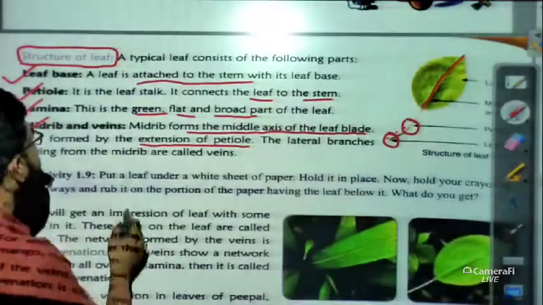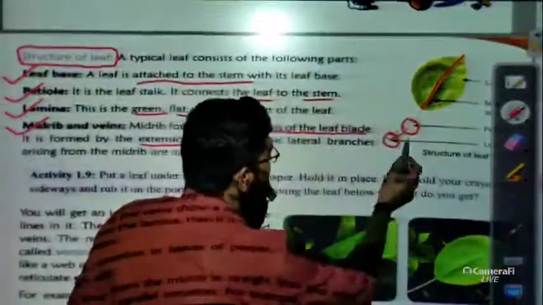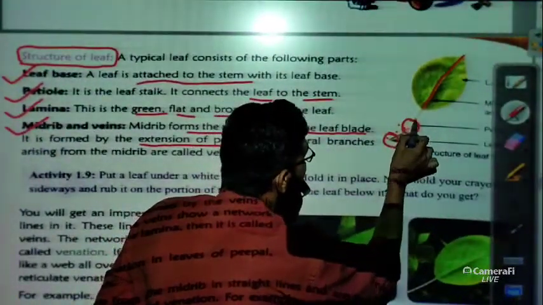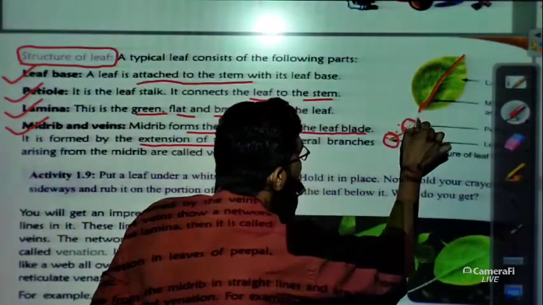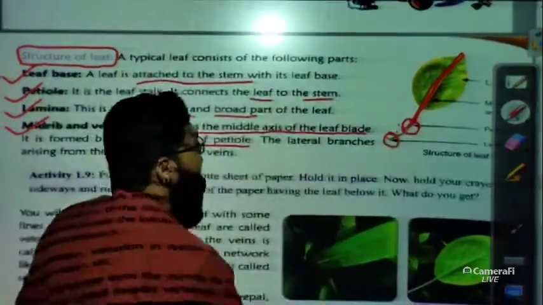Petiole means what? Petiole means it is the leaf stalk, it connects the leaf to the stem, okay, this part. So the extension of this, you can see here, if we join this line like this, it is a straight line, see here, okay.